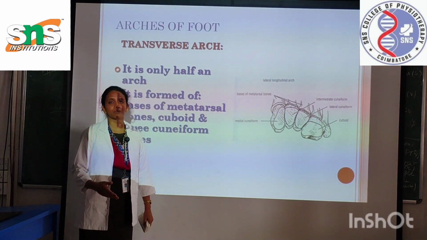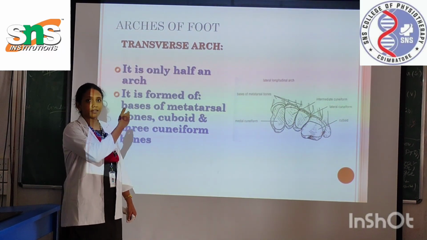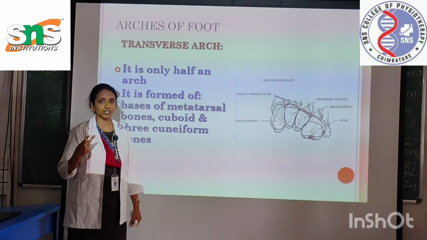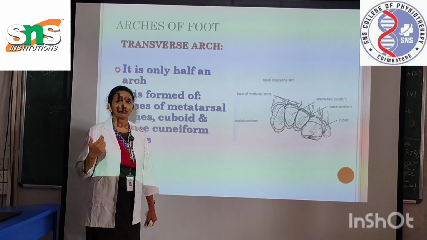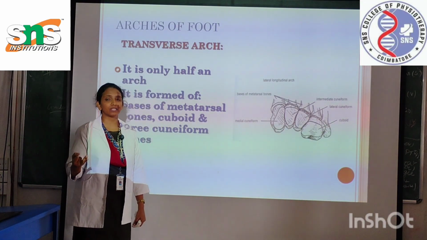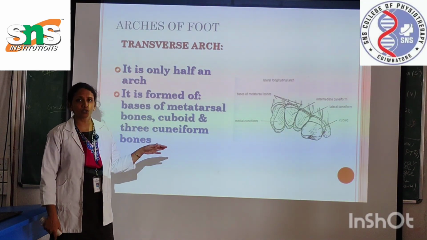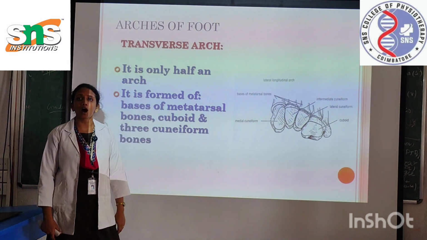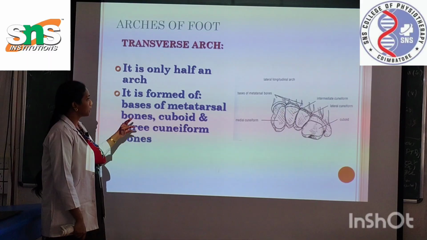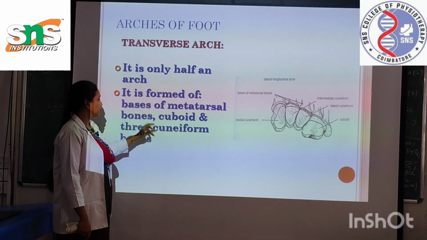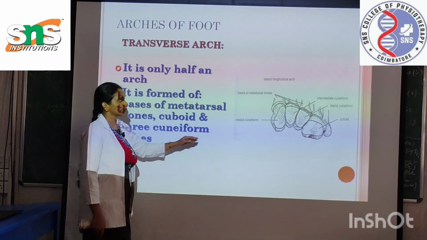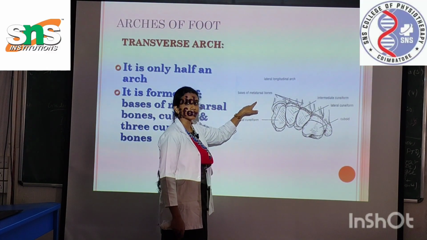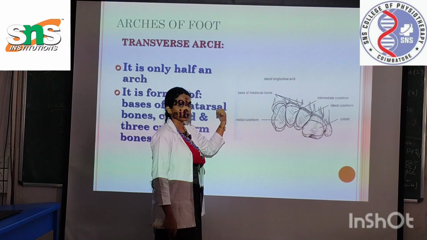The next is the transverse arches. As we saw in the previous slides, there are majorly two divisions of the arches of the foot: the longitudinal arch and the transverse arch. We saw the longitudinal arch; the next is the transverse arch. The transverse arch forms only half. It is formed at the bases of the metatarsal bones, the cuboid, and the three cuneiform bones. As you can see in this picture, the bases of all the metatarsal bones play a role in the transverse arches.